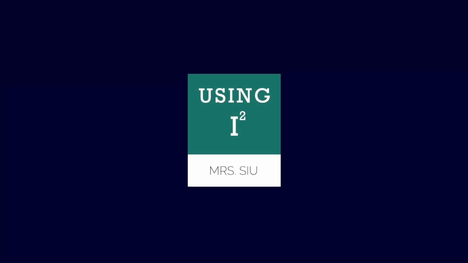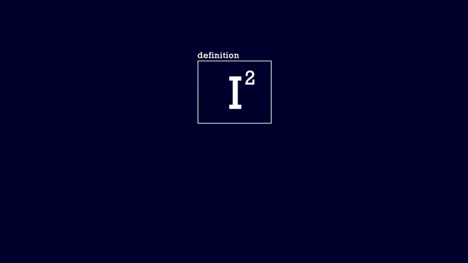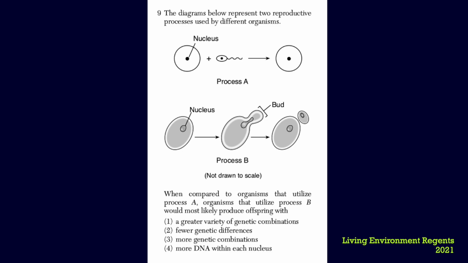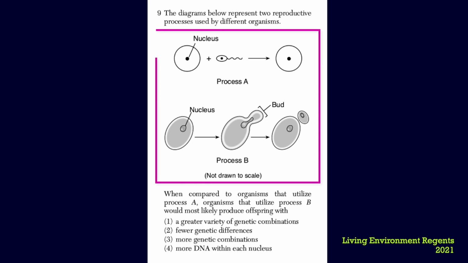Hi guys, today we are going to be using the I-squared method to solve questions that have graphs or images. I-squared stands for identify and interpret. So let's look at the question and utilize the I-squared method to answer it. You first identify everything in the image that is given after you read your question. Then you interpret what you believe the image is showing you.